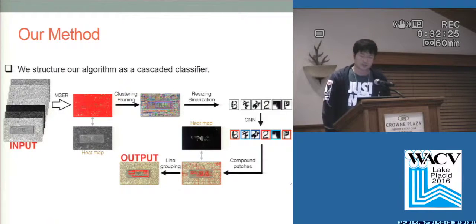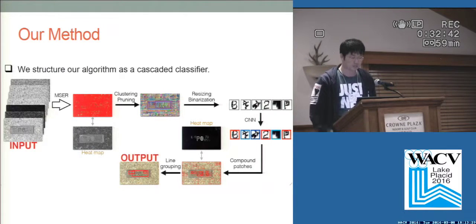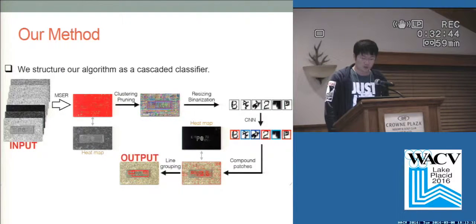But we noticed that there are a lot of heavily overlapping and nested MSER regions. So it's not very smart to throw all of them to a CNN classifier, because a CNN classifier is very computationally expensive. So our first contribution is that we propose a very simple but effective way of clustering and pruning MSERs with very minimal performance drop. Then we feed this binary MSER mask to our CNN classifiers. And finally, we group candidate regions into text lines.